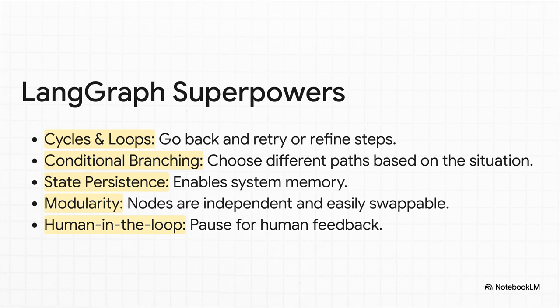Cycles and loops, that lets your AI say, whoops, that search didn't work, let me try again. Conditional branching is like a fork in the road. It lets the AI choose the right tool for the job. State persistence gives the whole system a memory. And modularity means you can easily swap out components. You can even build in a pause for a human to jump in and give some feedback.